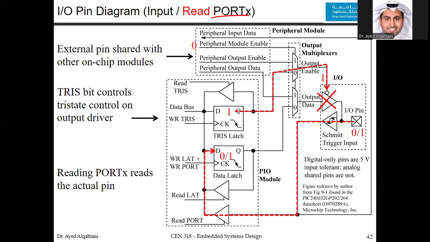Now, when you read and you use port X, whatever the port is, A or B, if you want the port, then you should activate the read port buffer. Only this one. And this way, whatever value is on the pin, notice now when we say port, we mean the value at the pin, it will be read and it will be saved inside the flip-flop. So reading port X reads the actual pin.